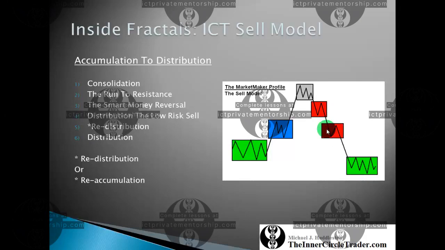The next stage is either a redistribution, in other words, an increase of more selling orders or short orders, or like we had in the previous teaching about the ICT buy model, this stage here can be a reaccumulation point. Okay, in other words, this could be a buy, a retracement here just to reaccumulate more longs that they had accumulated here or in here. Okay, so in this area here, we could see the resumption of a longer term bull trend.